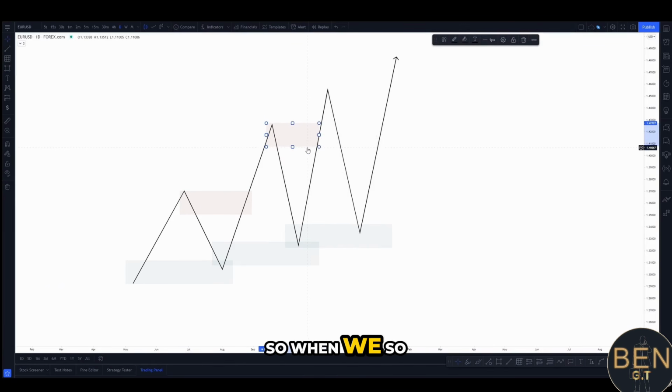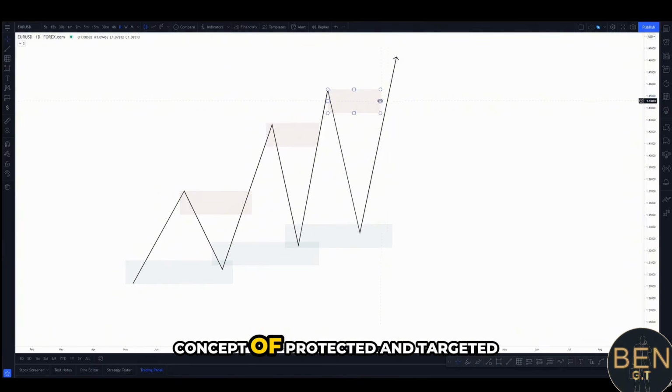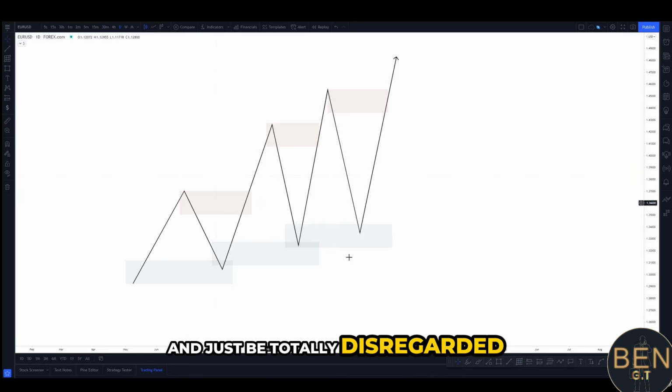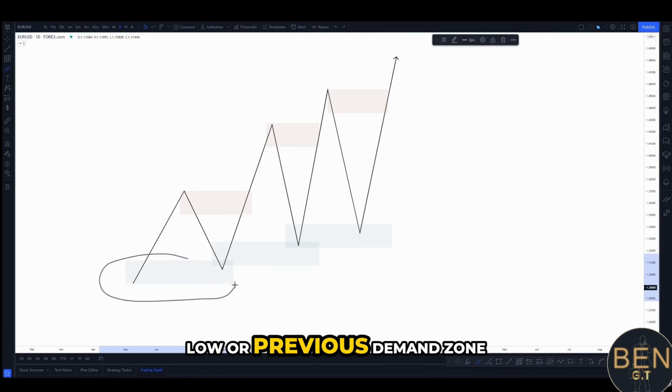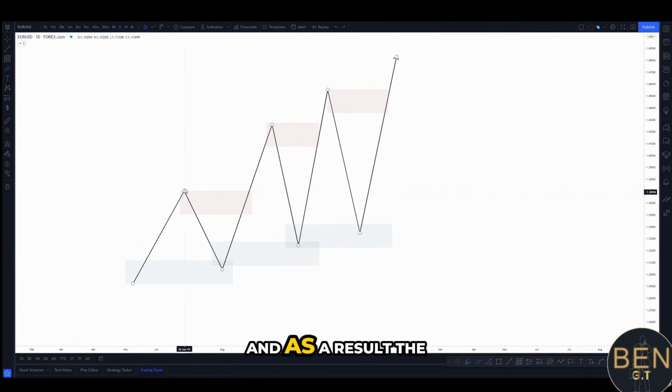So when we add in the concept of protected and targeted swing highs and lows, what we're expecting in an uptrend is that demand zones are going to get respected and that supply zones are going to fail and be totally disregarded. So when we use that understanding, what we see quite clearly is that this supply zone failed to break any bit of structure or take out the previous low or previous demand zone. And as a result, the supply zone is targeted.